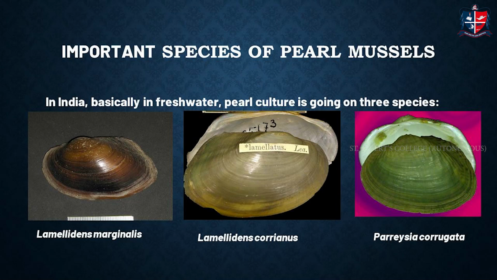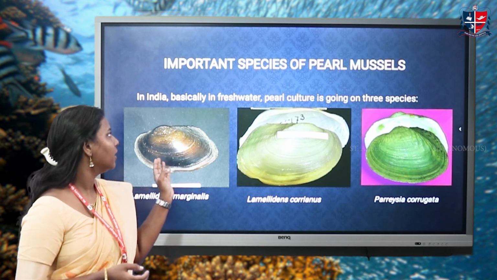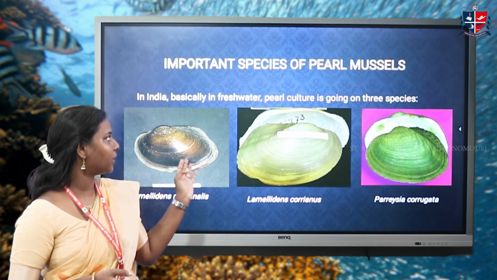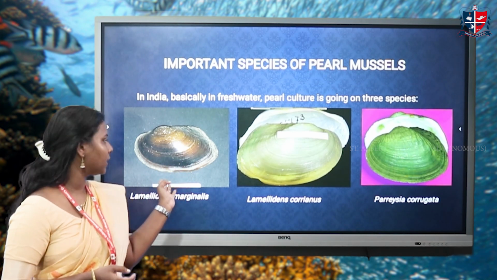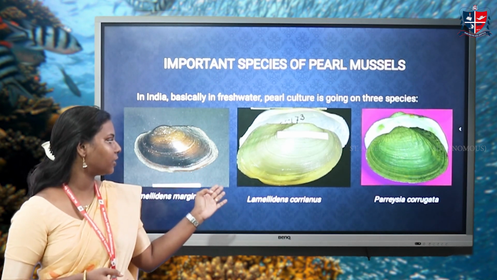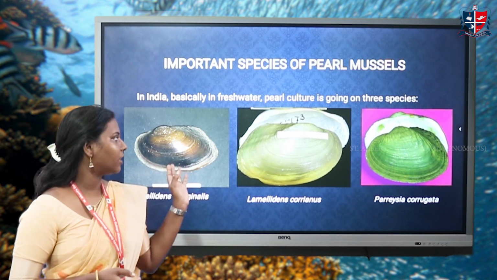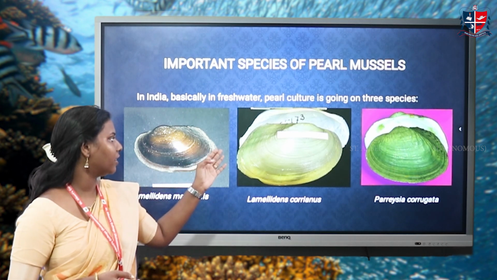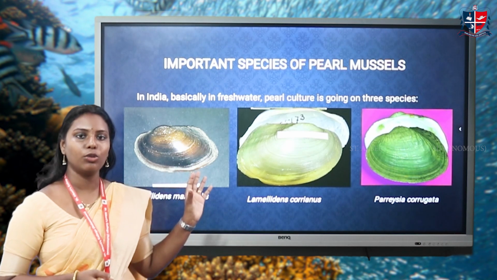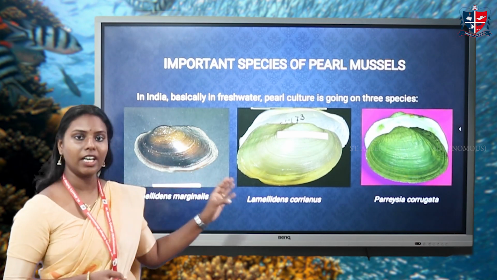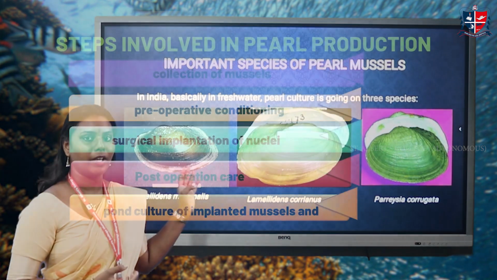These are the three important species which we usually use for obtaining pearls. As you can see in the picture, these are three species of freshwater mussels: Lamellidens marginalis, Lamellidens corrianus and Parreysia corrugata. These three mussels are semicircular in shape, and you can see circular annuli over them, and they are light yellow to brown in color. These are the three major species used for culturing and obtaining pearls.